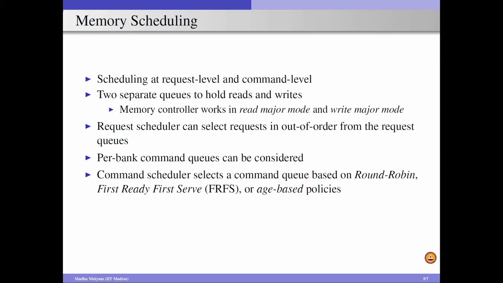This is mainly to ensure fairness among multiple banks. So go to the bank 0 command queue, next the bank 1 command queue, bank 2, 3 and so on, and come back to bank 0 within a rank, and similarly it can select across the ranks and the channels. This is a simple design, round robin, but it may not give you significant performance improvement.